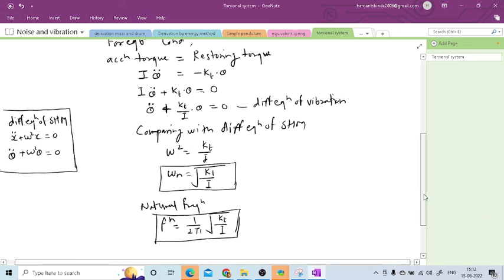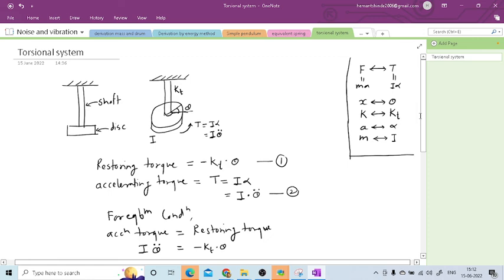I'll revise quickly. I have converted a single spring mass system into a torsional system, where I have given one disc with mass moment of inertia I. There is one shaft which will act as a spring, so its stiffness is K. Because of the applied torque, the angular displacement is theta, and this applied torque is nothing but I theta double dot. The restoring torque I have taken directly from Newton's equation for a single degree of freedom simple spring mass system, where it was minus K into x, so I have converted it into angular. Then the accelerating torque is equal to I alpha, so I theta double dot.